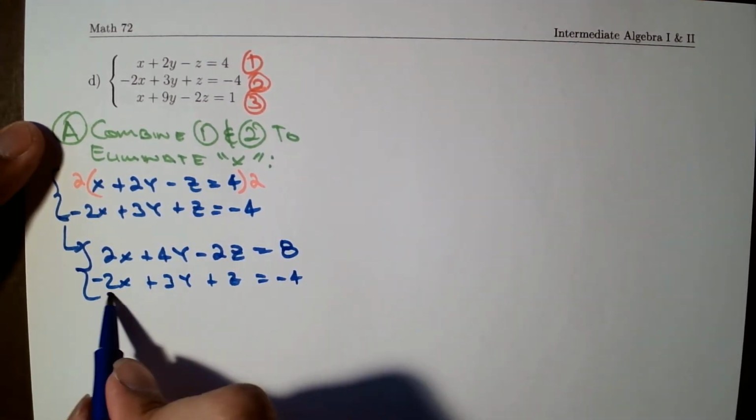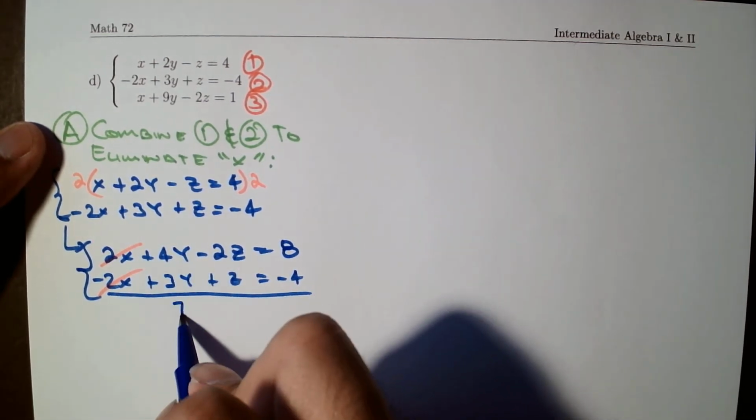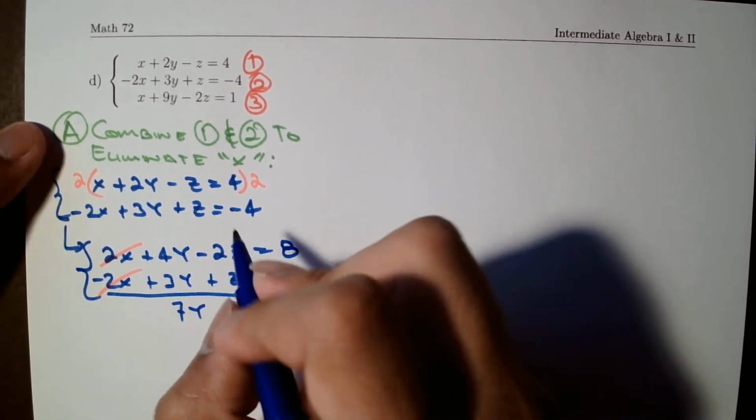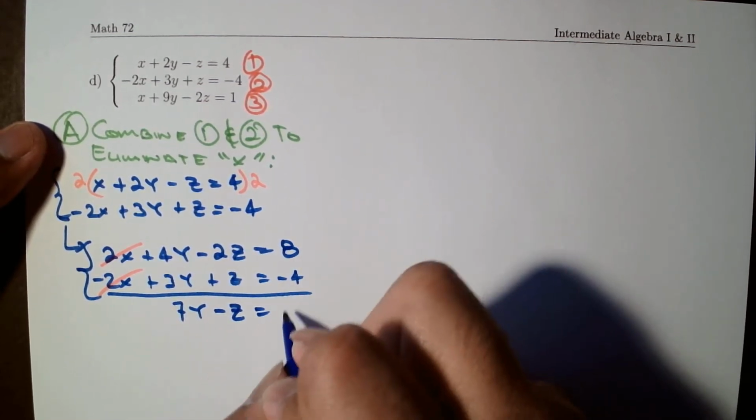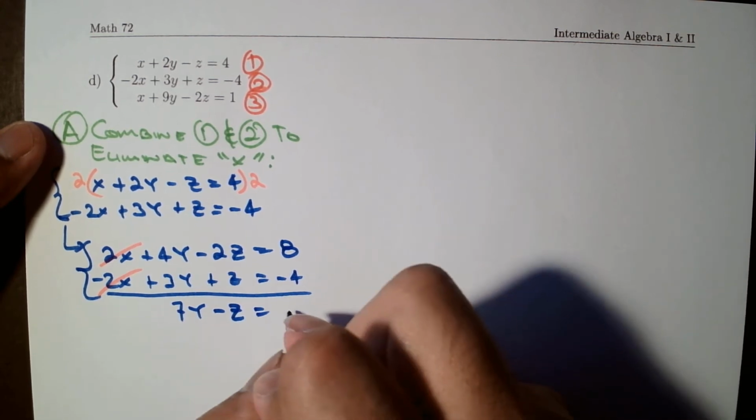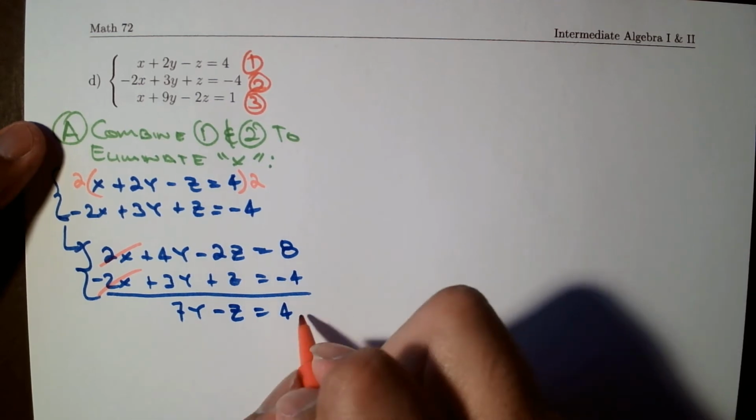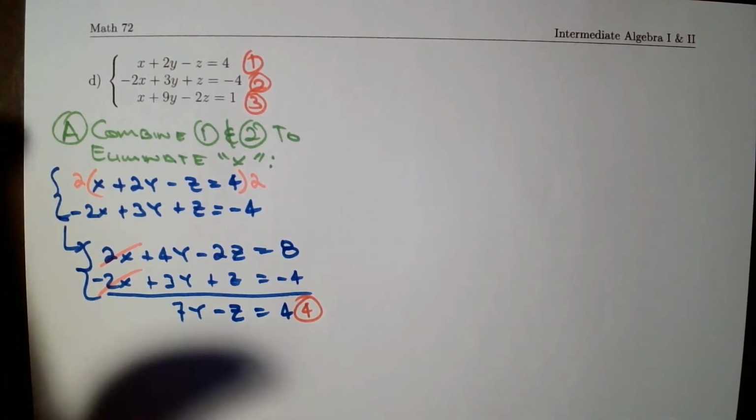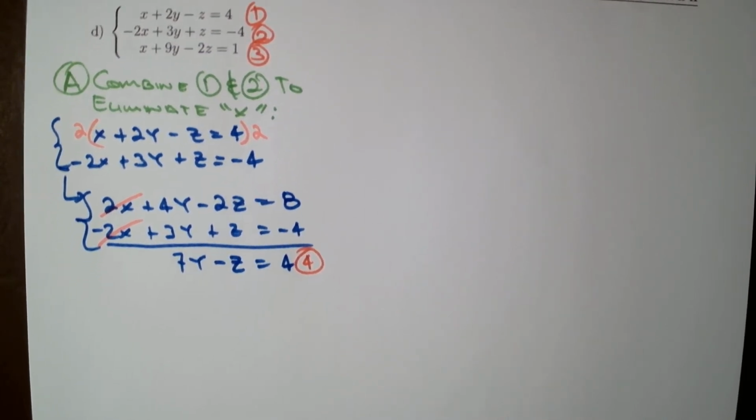So all we do next is eliminate the x's, combine the y's, that's going to give us a total of 7y, and combine the z's, giving us negative z equals 8 minus 4, that's 4. And you might want to label this equation as equation 4. Alright, nothing crazy so far. Well, let's look at part B.